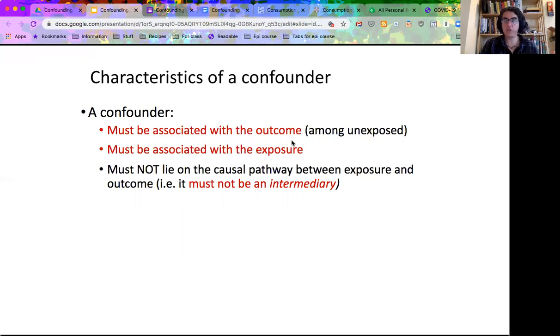Similarly, it has to be associated with the exposure. We saw that drivers were a lot more likely to be wearing helmets than non-drivers and passengers, or that coffee drinkers, smokers were a lot more likely to drink coffee than non-smokers. And it can't lie on the causal pathway between the exposure and the outcome. It can't be an intermediary. So for the rest of this video, I just want to explain what that means.